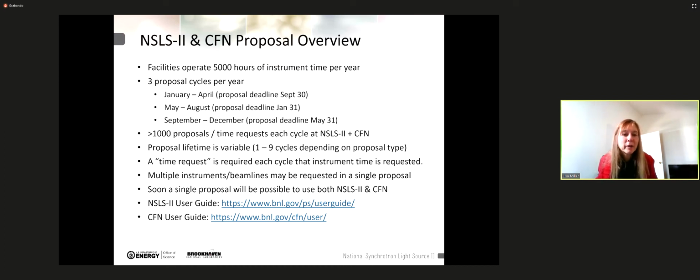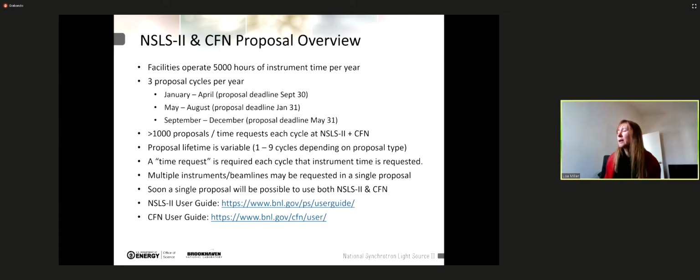You can request multiple instruments or beamlines on a single proposal. However, right now you can't cross over between the nano center and the synchrotron, but you can ask for multiple beamlines on one proposal at NSLS2. And that's why I mentioned soon we'll be able to submit them both. The best place to learn all of this information is the user guides for each of the 2 facilities. You'll have these slides, but the user guides are the best way to find this information on the web.